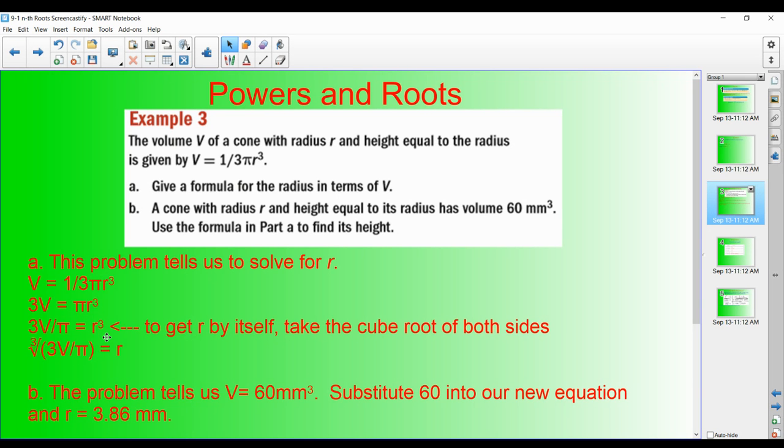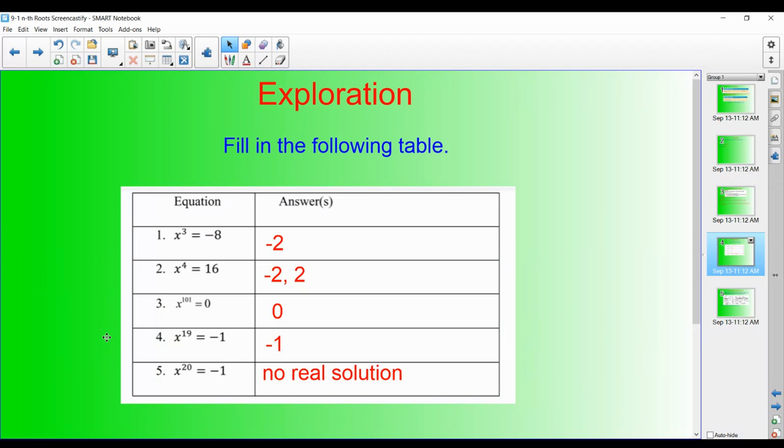Now we're going to start seeing some equations with exponents. So we have x cubed equals -8, or x to the 4th equals 16, or x to the 101st power equals 0, x to the 19th equals -1, and so on. What we see here is that sometimes we have one solution, sometimes we have multiple solutions, sometimes we can't have a solution. We have to think through this.